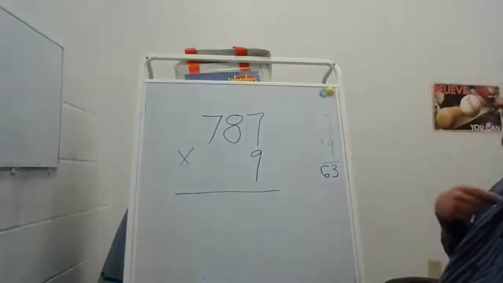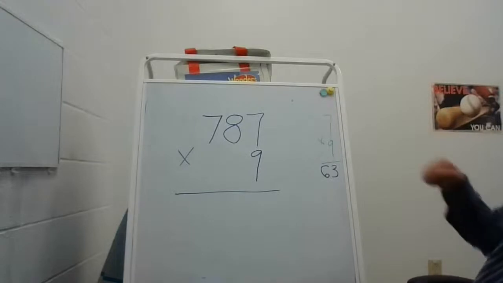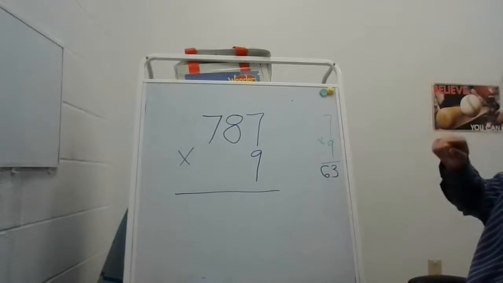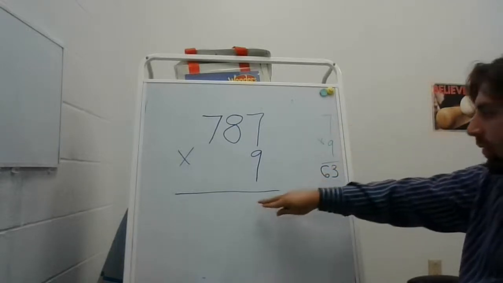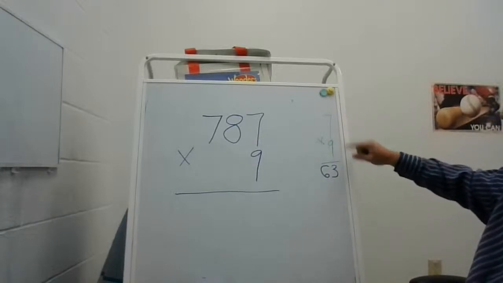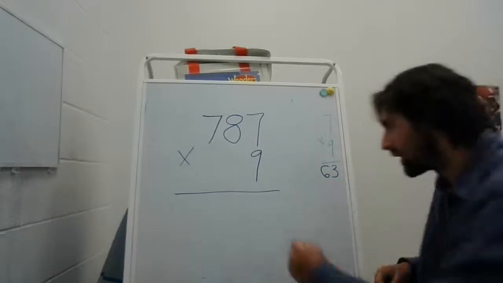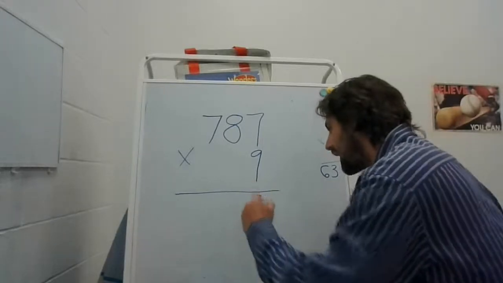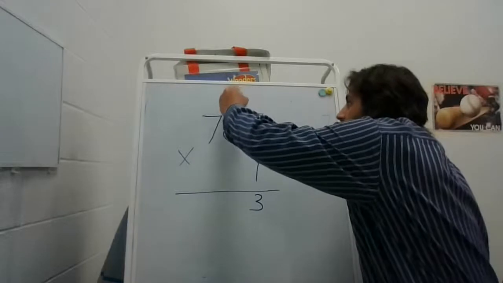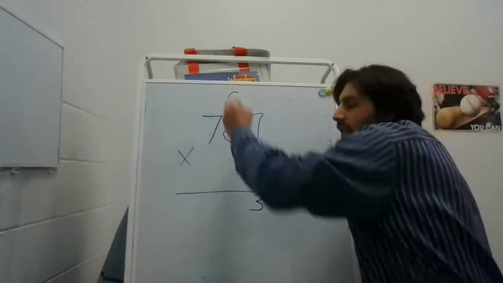Now, whenever we multiply two numbers and the answer is 10 or more, we have to regroup, because we can't have two different digits in the ones place. So we do need to regroup. The 3 in 63 is going to go in the ones place, and the 6 in 63 is going to go in the tens place. So the 6 we are going to carry over.